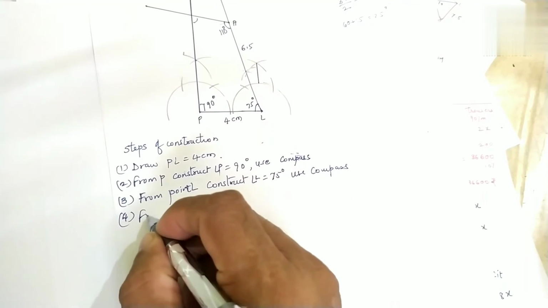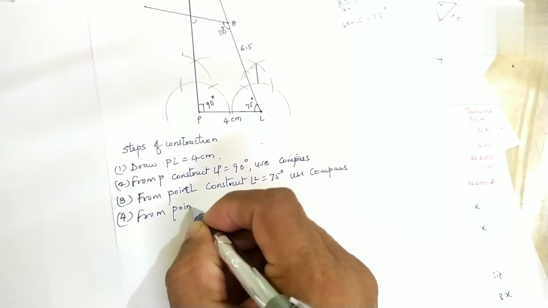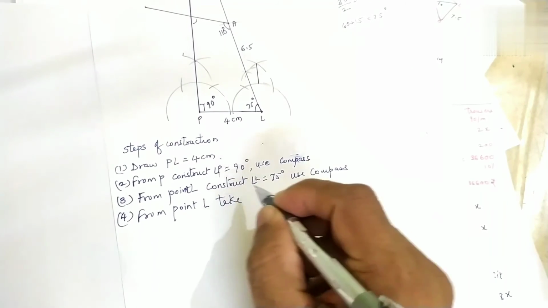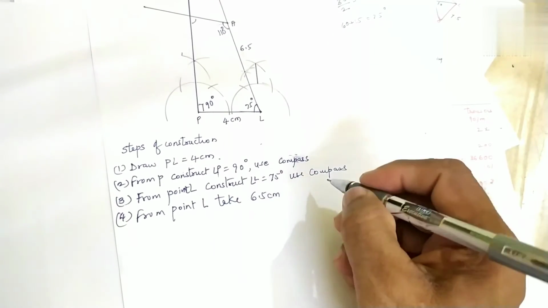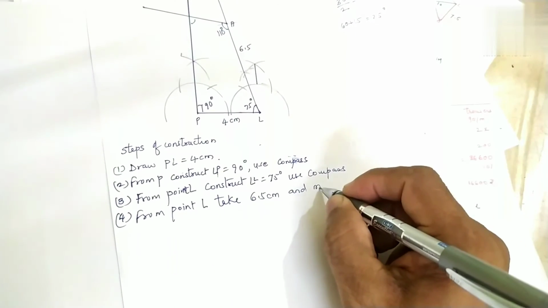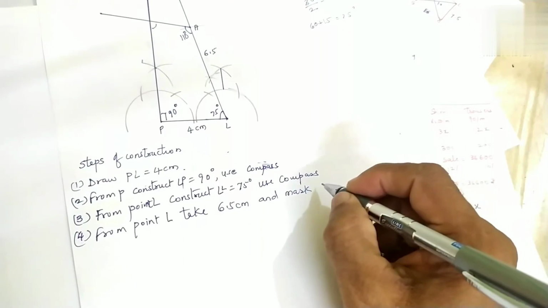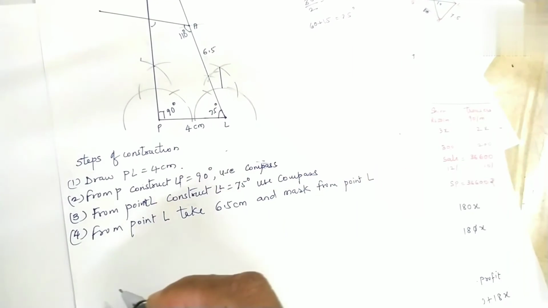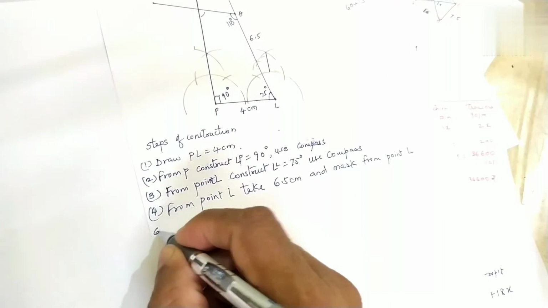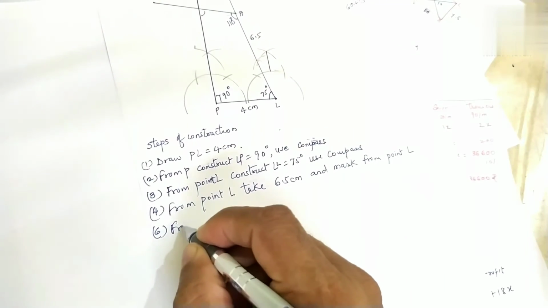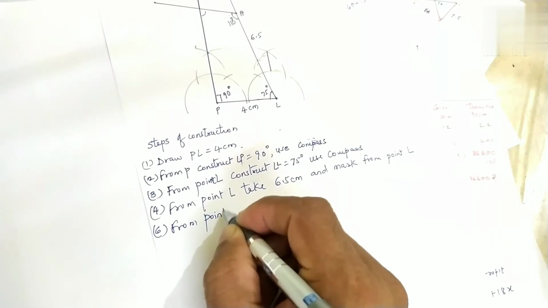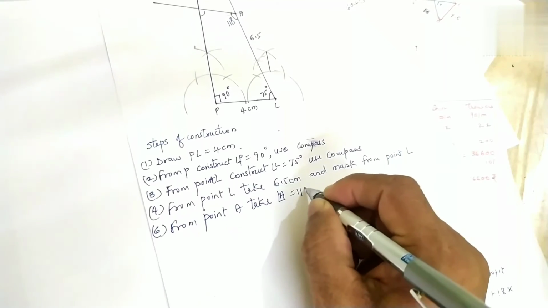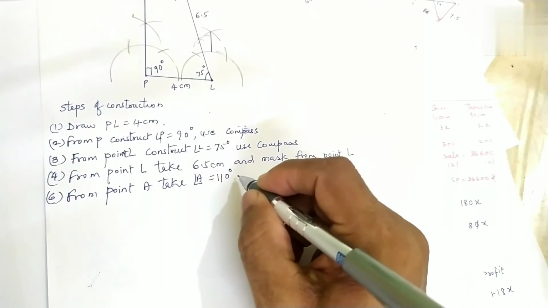Then from point L take 6.5 centimeters, of course, on the ruler, and mark it or take a cut from point L. Then from point A take angle A equals 110 degrees. Then join it.